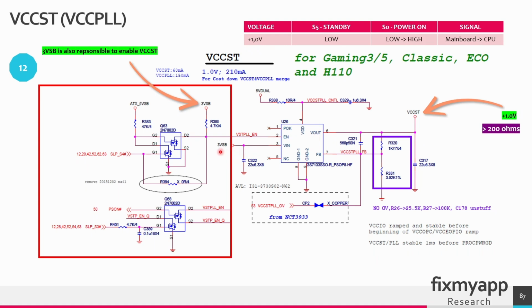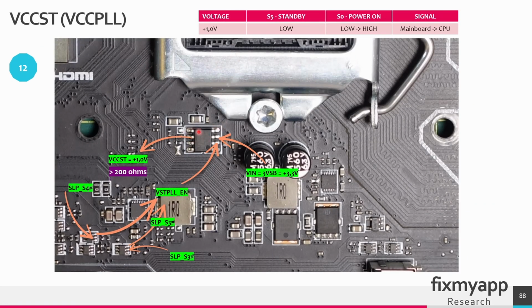The VCCST is a power rail that serves the standby logic and certain supporting circuits within the CPU. It also powers the PLL section of the CPU, and PLL is also known as a phase-locked loop. A PLL is a component in the CPU that generates high-frequency clock signals used to synchronize operations across the processor cores and other components. This is CPU, this is the voltage regulator.